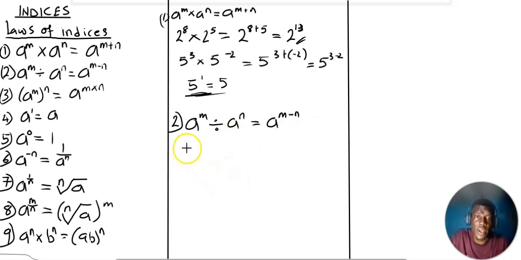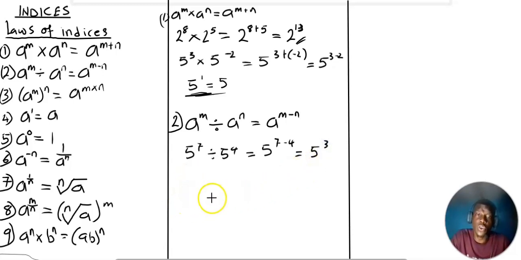Say we have 5 raised to the power 7 divided by 5 raised to the power 4. This is simply equal to 5 raised to the power 7 minus 4. And this will give you 5 raised to the power 3. That's it. Now, this question comes in another form. You might have something like y raised to the power 9 over something, where this sign also means division. So when the question appears in this form, don't worry, just solve it the same way you solved the first one.